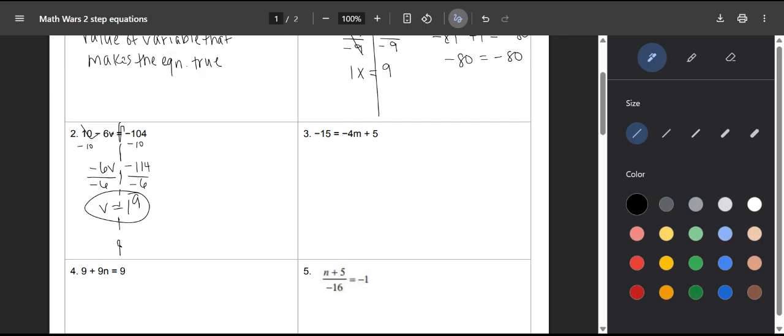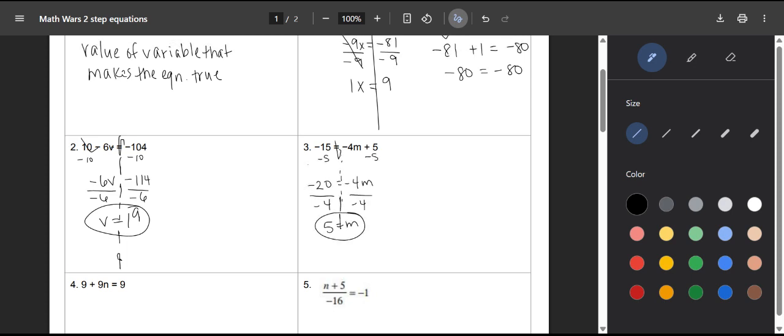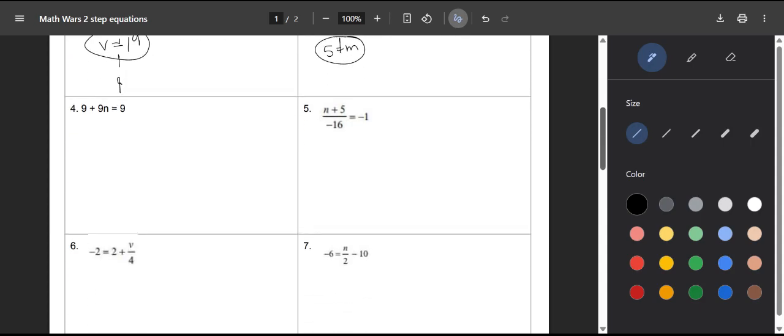Okay, next, this problem is for you to do and come back and check. The equation you're going to solve is negative 15 equals negative 4m plus 5. So pause the video here, give it a try, come back and check your answer. All right, hopefully you got 5 equals m. If not, you can pause here, check my steps, and see how to get there. And we're going to go to our next problem.